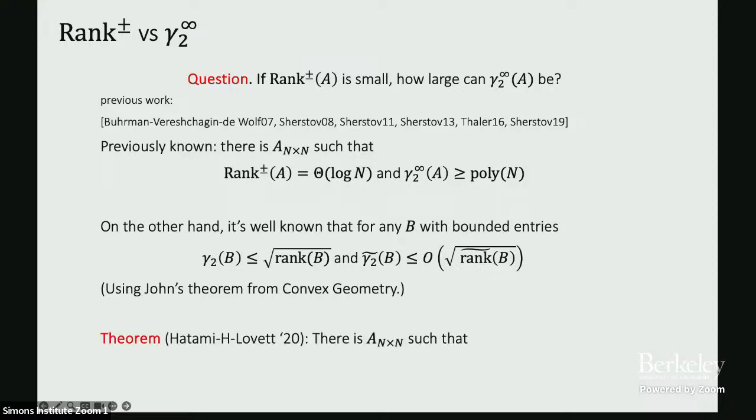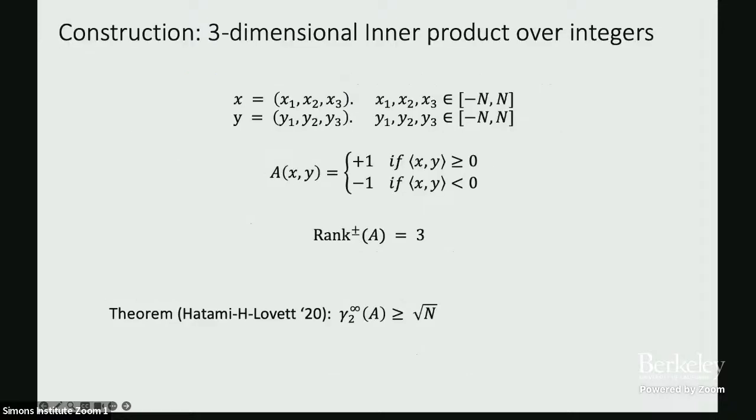But we showed a few years ago that this is not the case. Sign rank 2 cannot give too big a gamma 2 infinity, but there is a matrix of sign rank only 3 whose gamma 2 infinity norm is essentially as big as possible, poly n. I won't describe the proof, but I'll just say what the construction is.